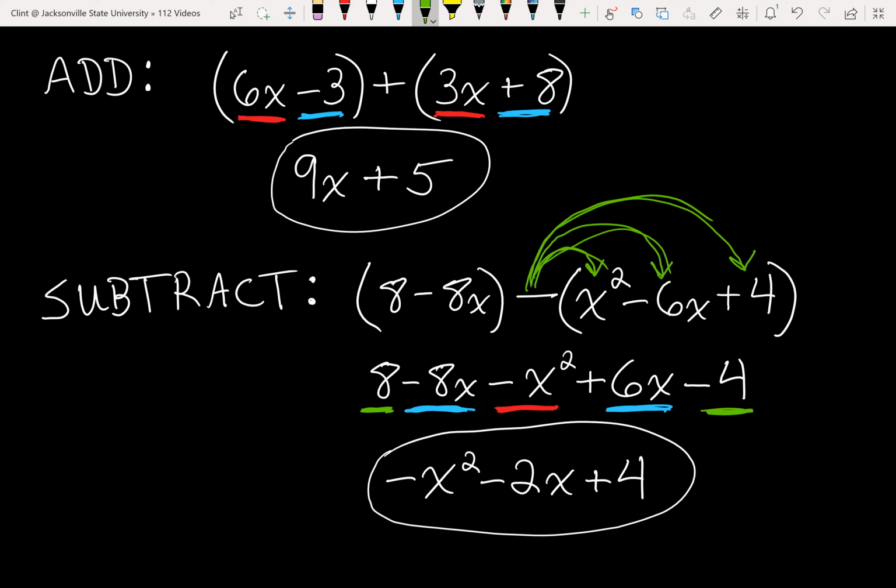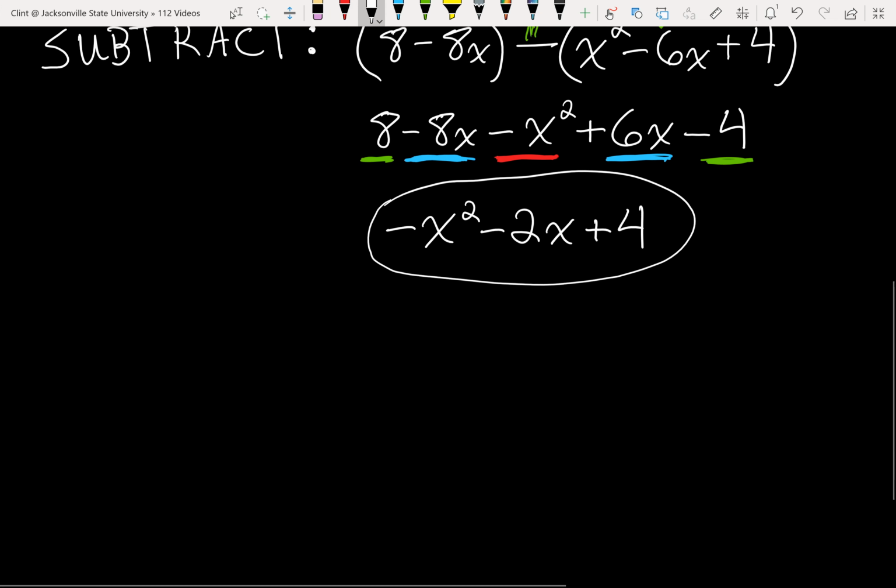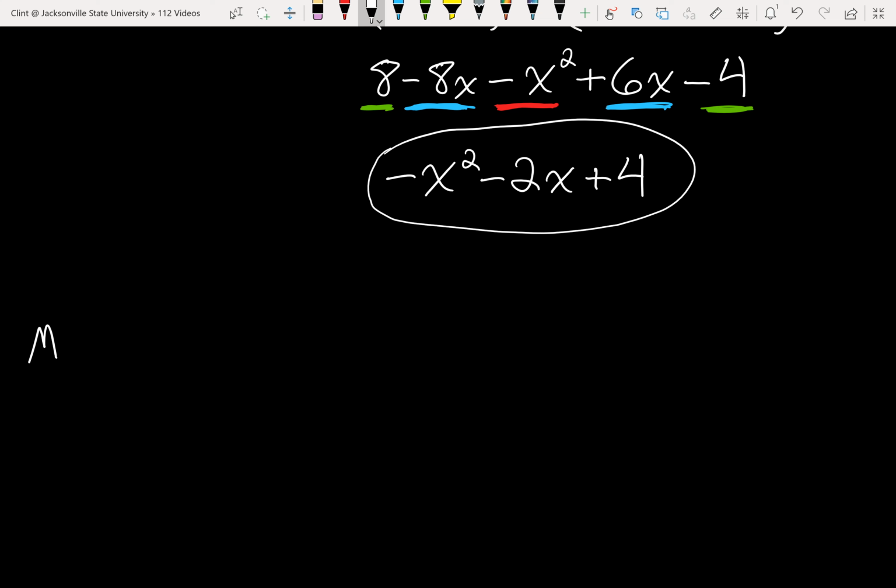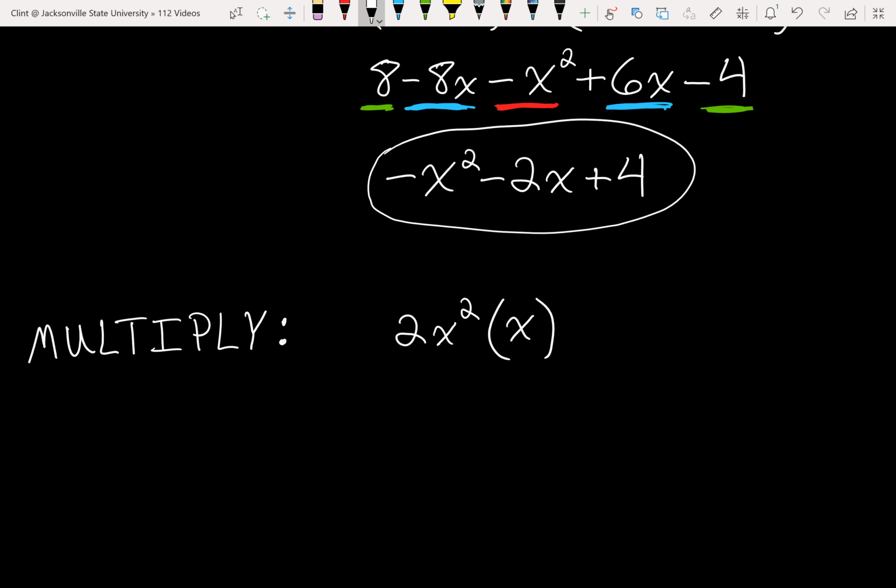Alright, and then the last operation we want to review is when we multiply. How do we multiply these? This can look a few different ways. We could have some really small algebraic expressions that we multiply. So maybe we just have something like 2x squared times x. So then how would we do that, if we don't have any plus signs or any minus signs in there?